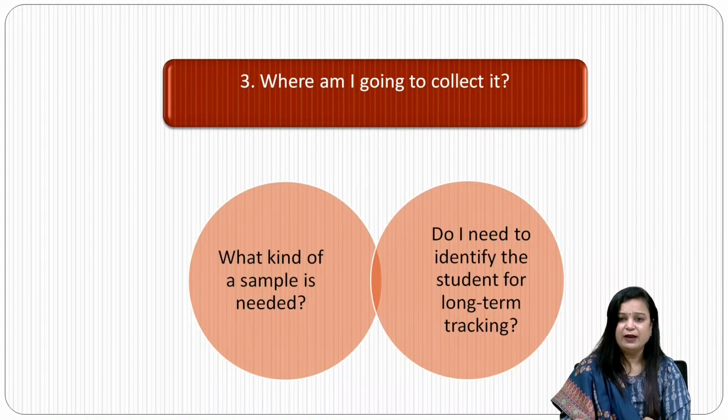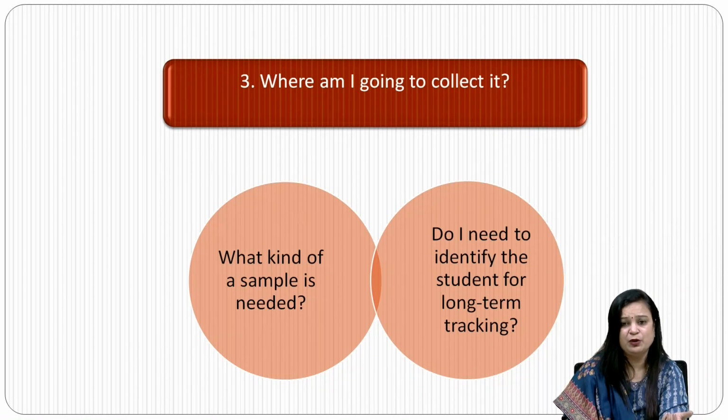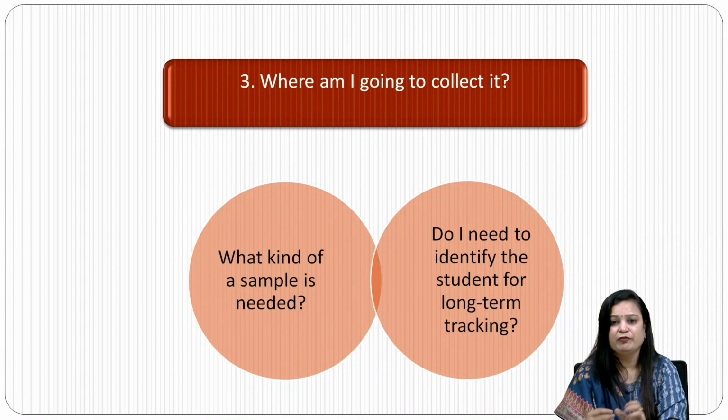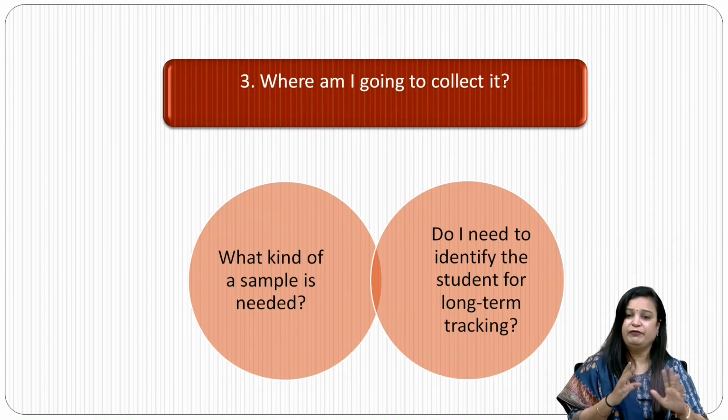Third is, where am I going to collect it? From where you are going to collect the data? What kind of sample is needed should be very much clear to you. Do I need to identify the student for long-term tracking? These two questions are very much important, because you know what sample.